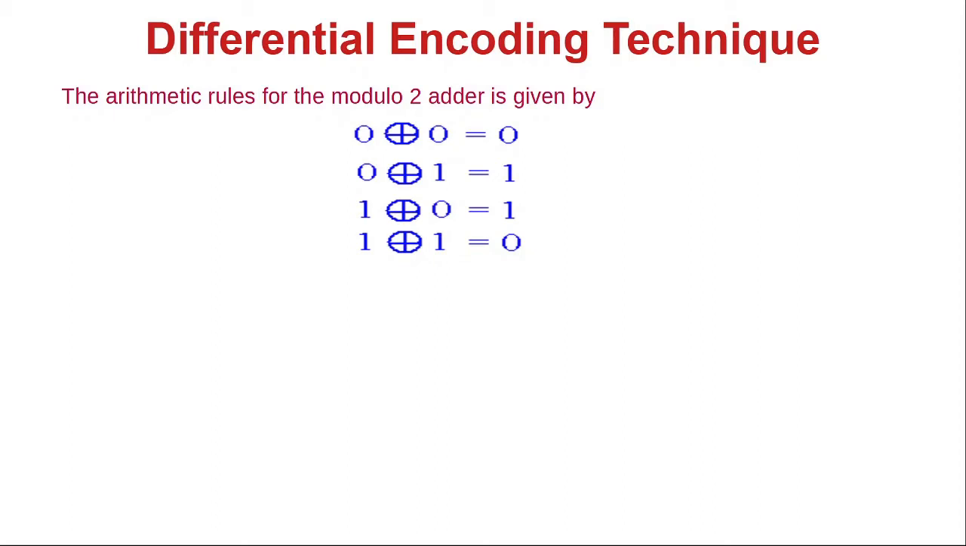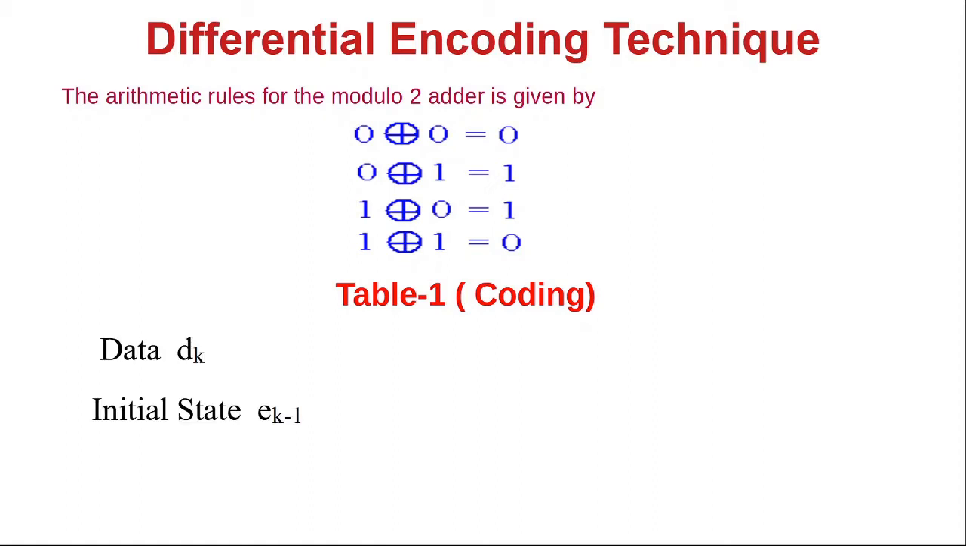Table 1 shows what we are getting out of encoding. Here dk is the input data message or the input data stream. The initial state is ek minus 1 and the output data stream will be dk exclusive or ek minus 1.